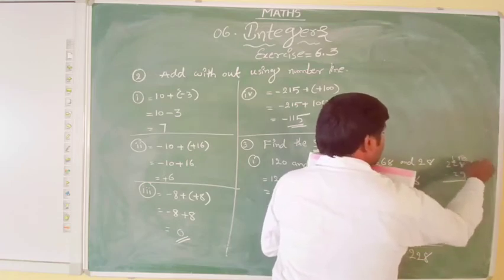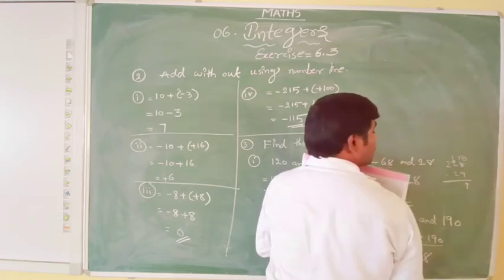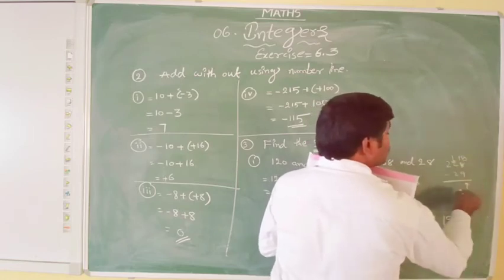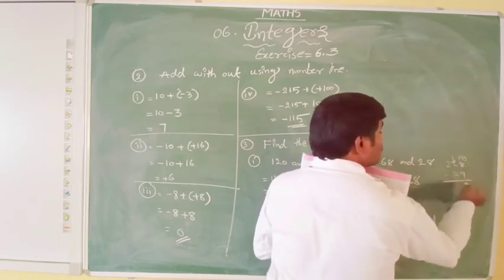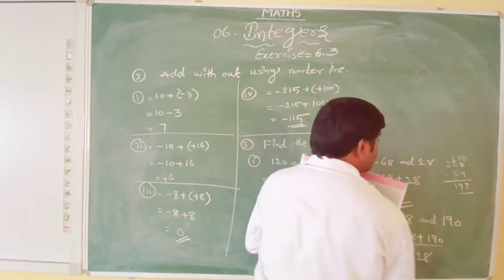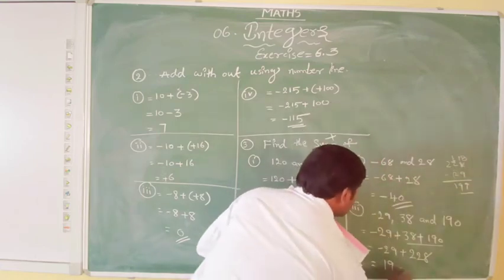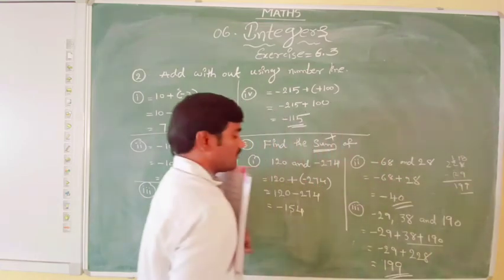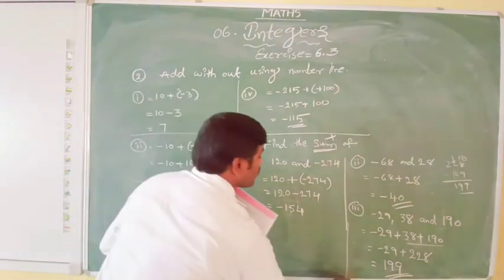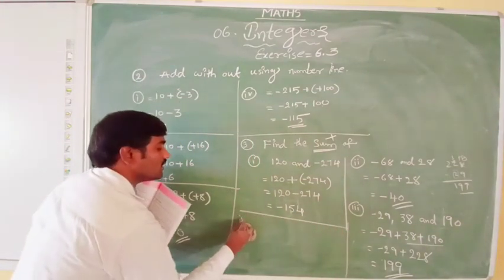From 18 you subtract 9, you will get 9. From 21 you subtract 2, you will get 19. So the answer is 199. Okay, let me go for the fourth question in the same way.